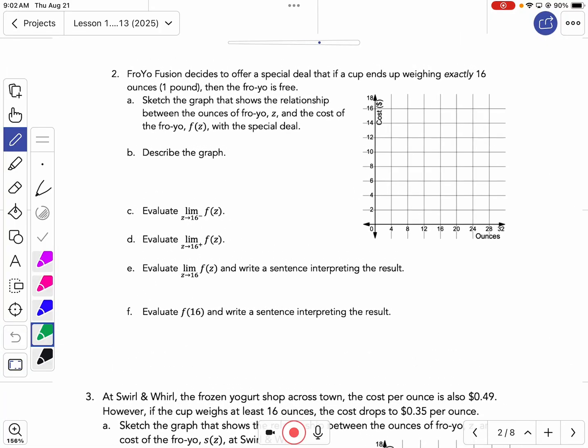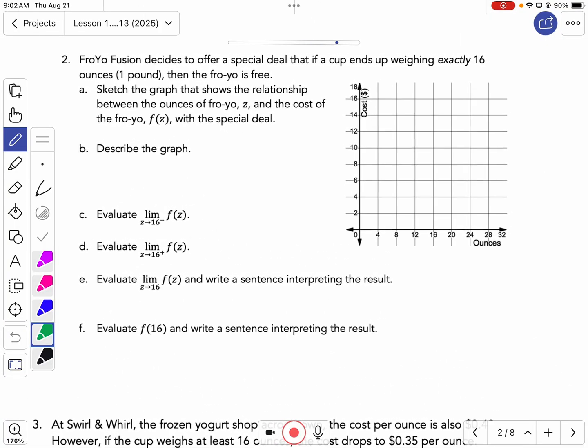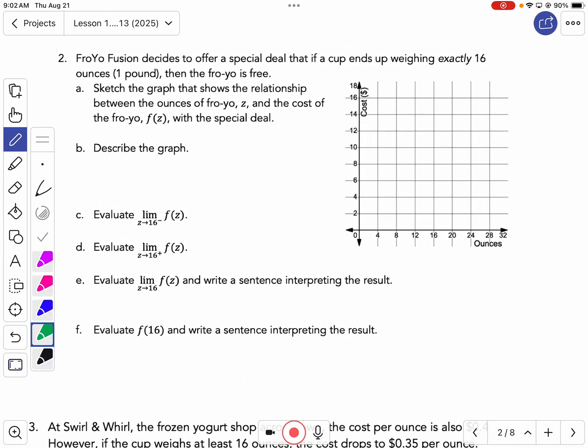So then we switch over. They decide to offer a special deal, so that if you get a cup that weighs exactly 16 ounces, then it's free. Okay, and we want to sketch that graph. Okay. So we're good until we get to 16 ounces, and then it's going to be free. So it would be 0. So I just put an open circle in there. But otherwise, it would just continue on its linear path. So it's going to have a hole in the graph.